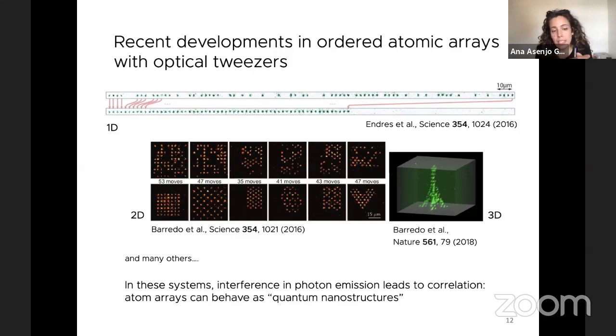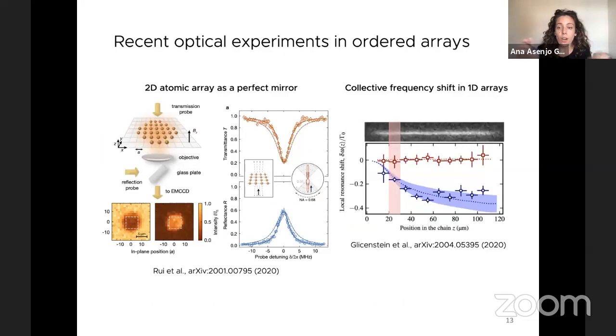In these systems, as I've mentioned, if the atoms are close enough to each other, interference in how photons are absorbed and emitted is going to lead to correlations between the atoms, and then the atom arrays can behave as quantum nanostructures. So this has been shown for the first time, actually, as far as I know, this year. This year, there have been two very beautiful experiments.